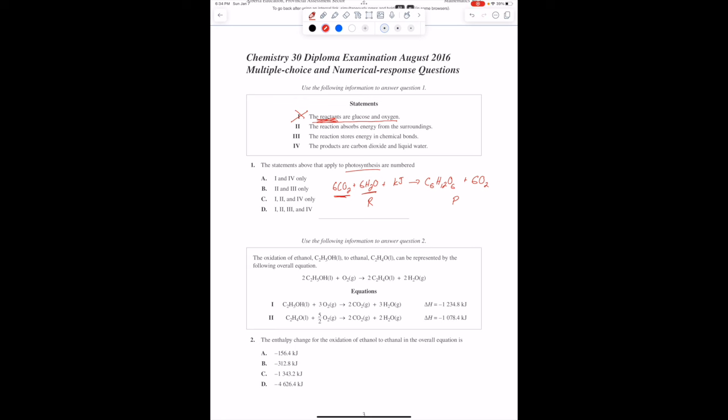The reaction absorbs energy from the surroundings. Yes, when energy is on that side, the reactant side, it's endothermic. So that is true. The reaction stores energy in chemical bonds. Yeah, that's true. When these react, that sunlight gets stored inside the bonds of the molecule on the other side. The products are CO2 and H2O. Nope. All right, so it looks to me like the answer is B, 2 and 3. Okay, easy. All right, let's keep going.